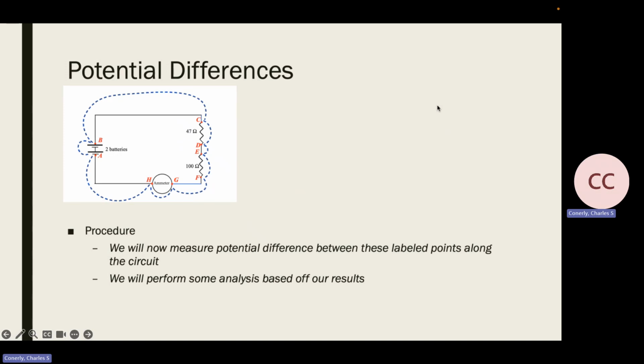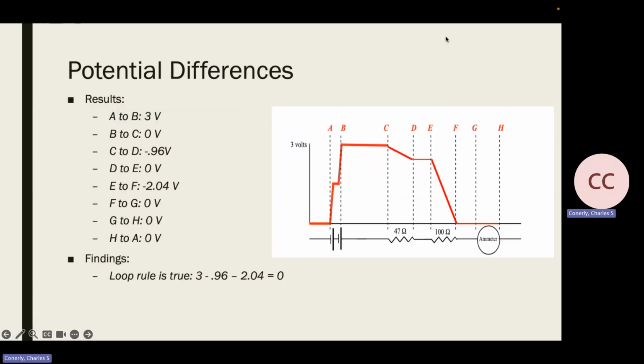So now we're going to look at potential differences. For this part, we're going to take the potential difference at various spots along our system. We'll be able to perform some analysis based off those results. From A to B, we see that it's 3 volts, B to C is 0, C to D is negative 0.96, D to E is 0, and E to F is negative 2.04. The rest of the points will measure out at 0 volts. We can see that this follows the loop rule because the sum of all of these potential differences is equal to 0, and we're making a round-trip path with these points, so that checks out.